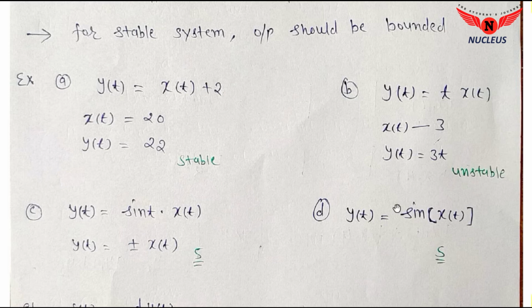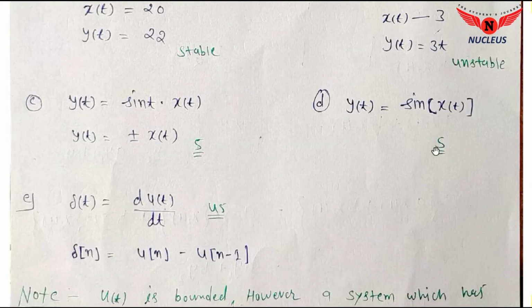Next example is y(t) equal to y2 equal to sin(xt). So this is also an example of a stable system, because the value of sin varies from plus minus, or we can say the value of sin(xt) will be within plus minus 1.